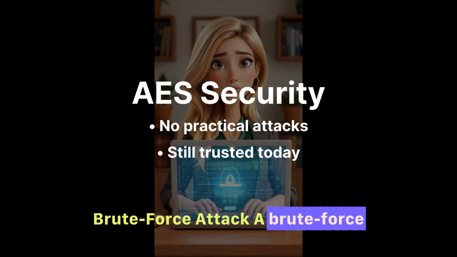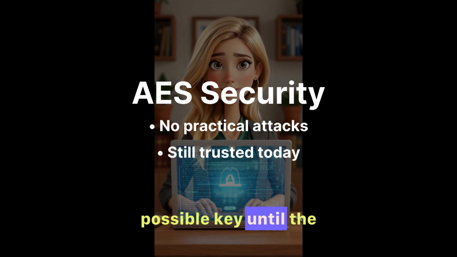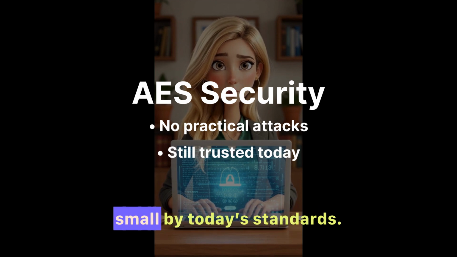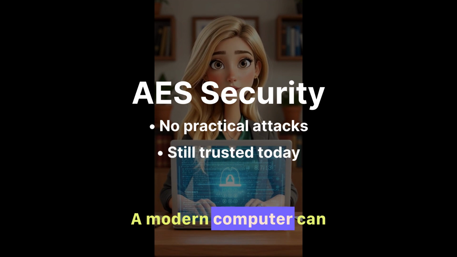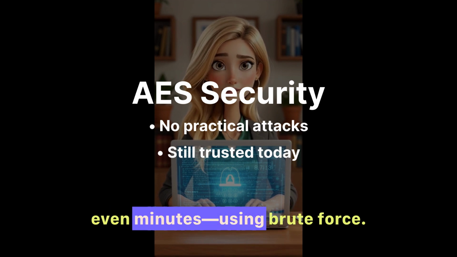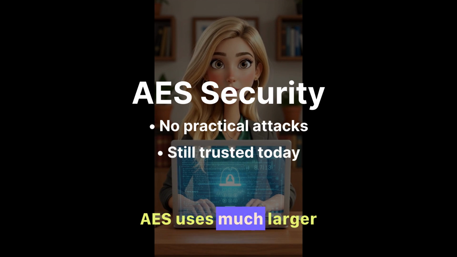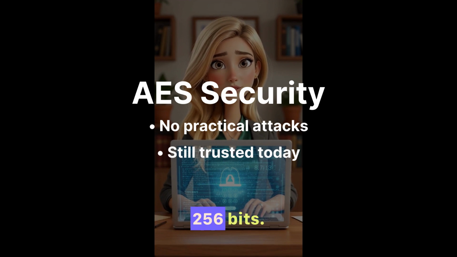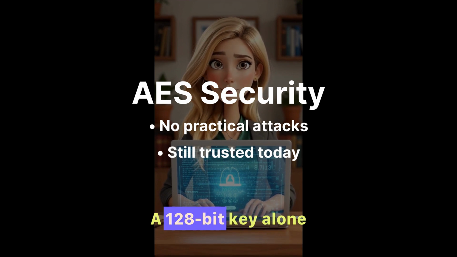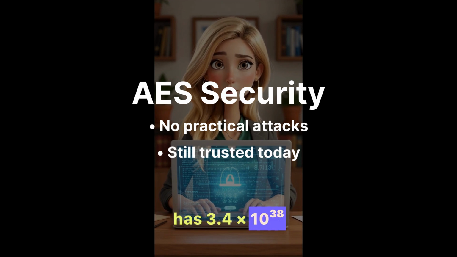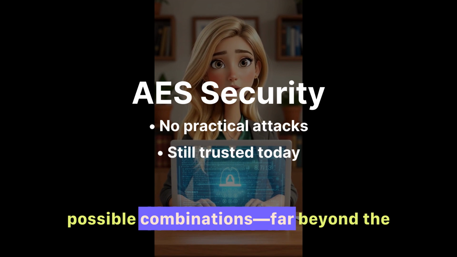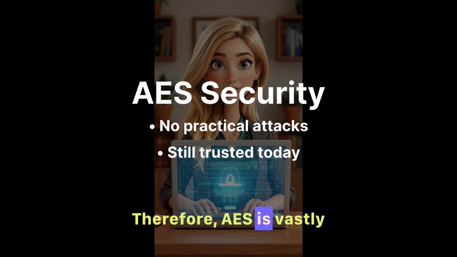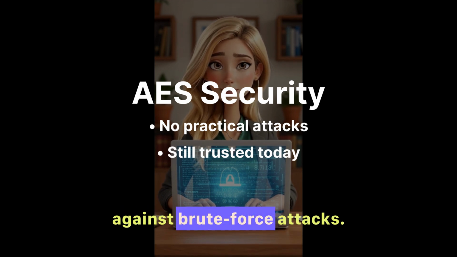Brute force attack. A brute force attack means trying every possible key until the correct one is found. DES uses a 56-bit key, which is extremely small by today's standards. A modern computer can break DES in hours or even minutes, using brute force. AES uses much larger keys, 128, 192, or 256 bits. A 128-bit key alone has 3.4 times 10 to the power of 38 possible combinations, far beyond the reach of any current or foreseeable computing power. Therefore, AES is vastly more secure than DES against brute force attacks.